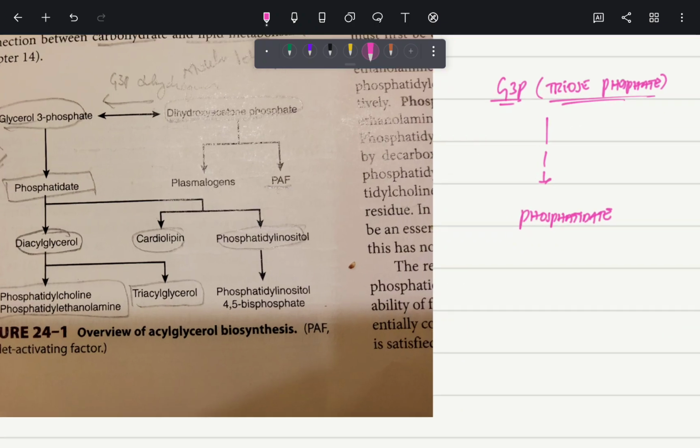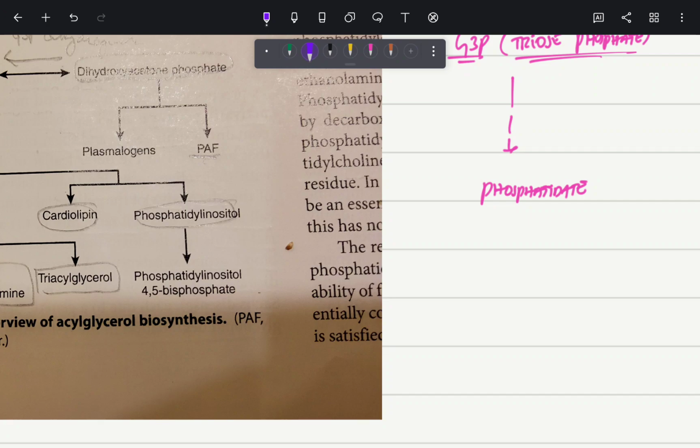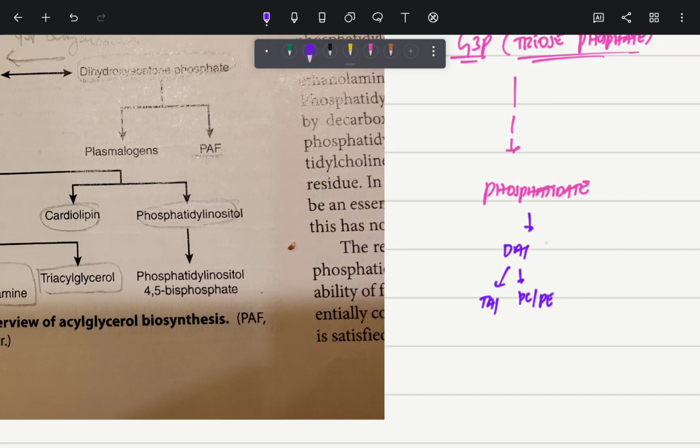and from phosphatidate we can usually synthesize your diacylglycerols, from which we can synthesize your triacylglycerols, phosphatidylcholine or phosphatidylethanolamine, and the other thing is your cardiolipin and your phosphatidyl inositol, which are all of the components present in your phospholipids.